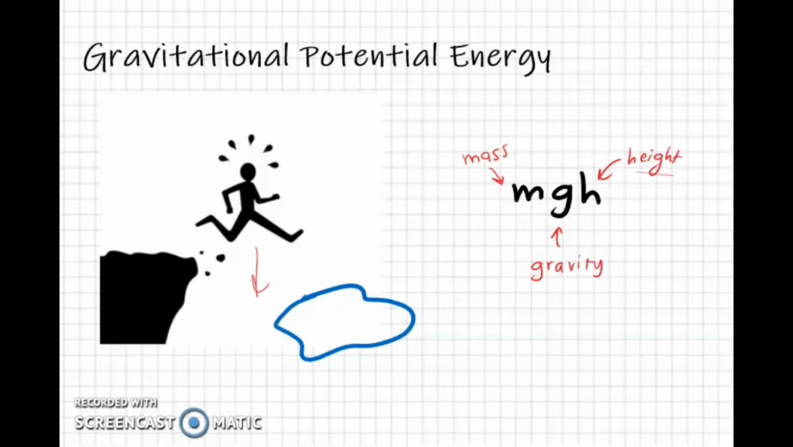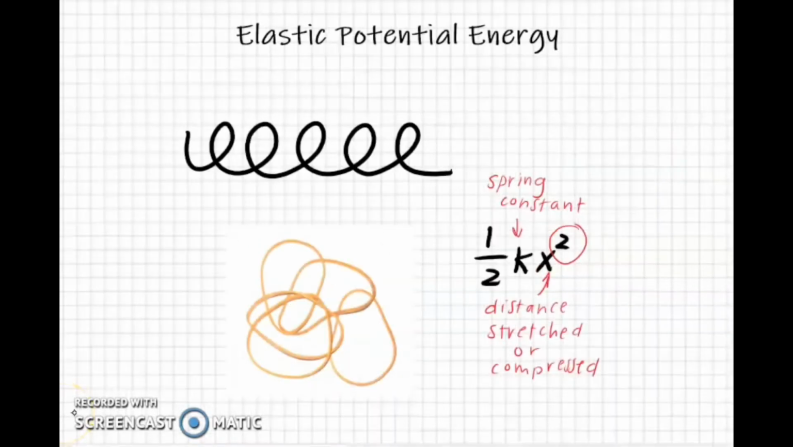Now the formula for gravitational energy is mass times gravity times height. Gravity will always be the same unless you're on a different planet, and mass usually does not change. So any change in gravitational energy depends on the height that you are above the ground. And because height is directly proportional to potential energy, if the height above the ground is doubled, then potential energy will also be doubled.